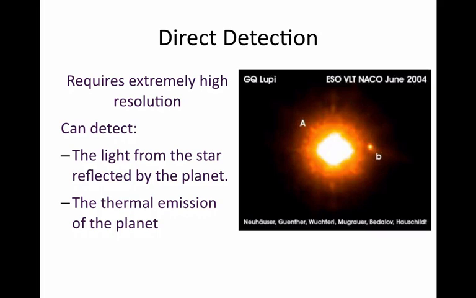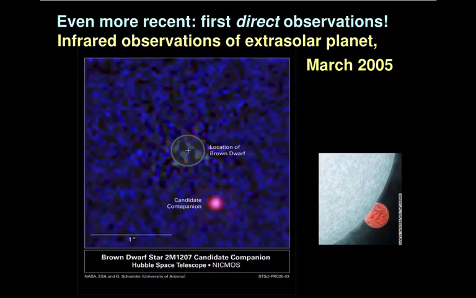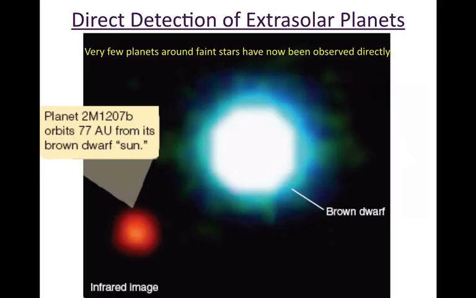So I've got a couple of pictures of those. This has been more recent, right? You can see this is from June 2004. I believe this one's 2005, right? We've got a brown dwarf star right here, and there's a little possible planet right next to it. Very hard to find these.